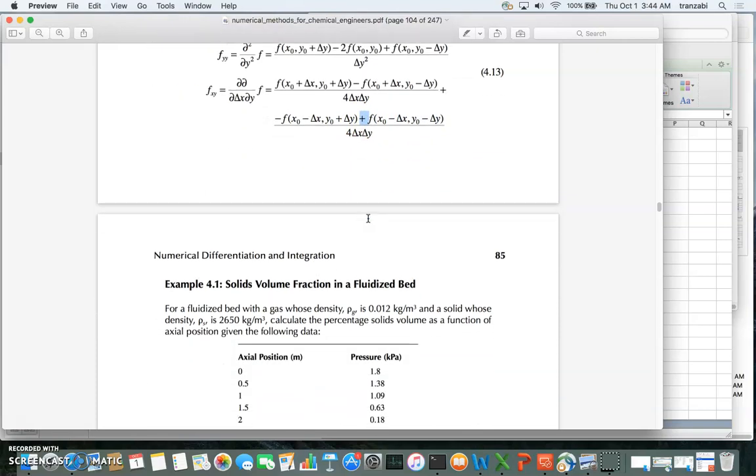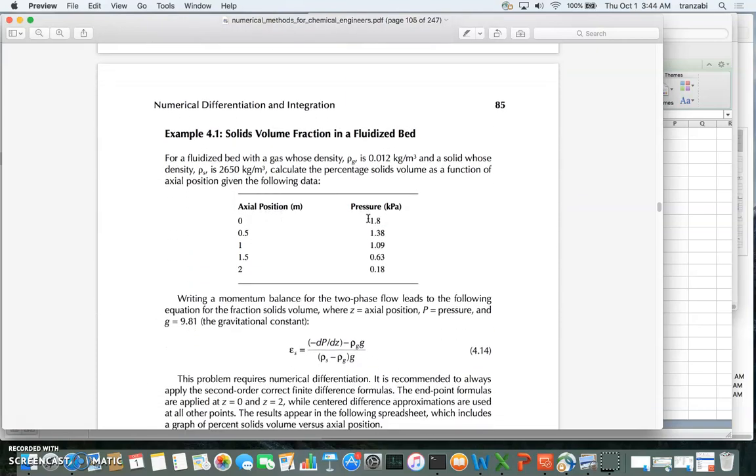All right, so let's look at one example here. Let's say I have a fluidized bed with a gas of density rho g, and the density of the solid phase or the bed is rho sub s. You want to calculate the percentage of solid volume as a function of axial position.